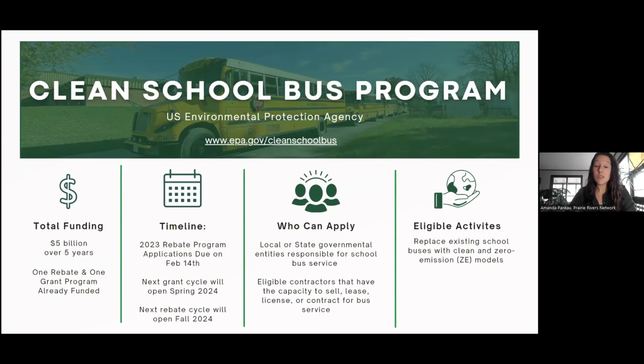So the funding is for schools, as well as businesses that contract with schools to provide bus service. And the money is to replace existing school buses with zero emission or low emission models. The 2023 rebate program application actually just got pushed back from end of January to February 14th as the deadline for the 2023 rebate program. We expect to see another grant program this spring and then another rebate program this fall.